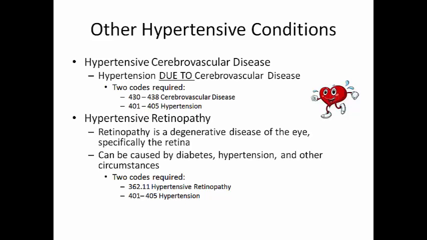So retinopathy is a degenerative disease of the eye, specifically involving the retina. It can be caused by diabetes, hypertension, and other circumstances. 2 codes are required here. One for the hypertensive retinopathy, in this case a 362.11, and then an additional code to identify that type of hypertension that caused the retinopathy from category 401 to 405.